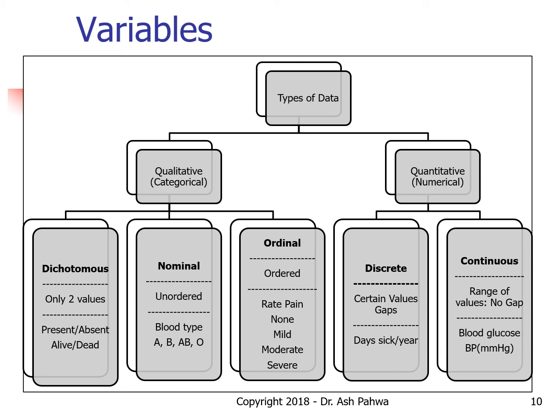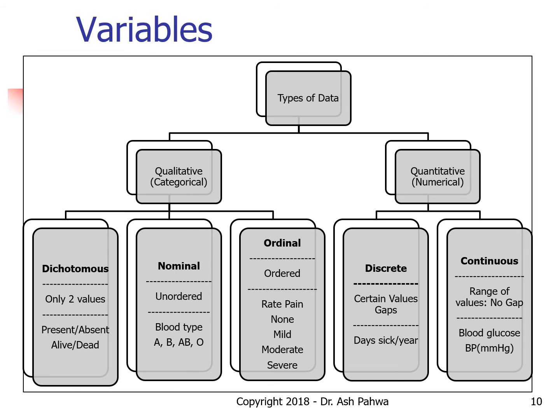Dichotomous means there are only 2 values. Of course, this could be male or female, or it could be present or absent, or it could be alive or dead. In the case of a nominal, no order has been associated with the group of values from which it can assume. So a classical example would be a blood type. The blood type could be A, B, AB, or O. But there is no order built into it, whereas ordinals are categorical variables that have some order.